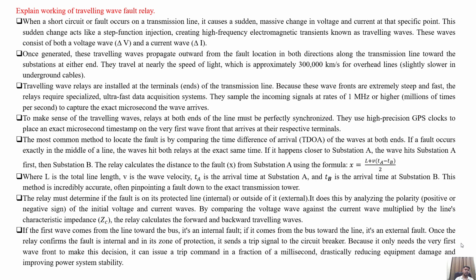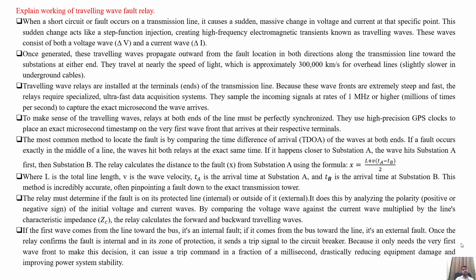These traveling wave relays are installed at the terminals, that is the ends of the transmission line. Because these wave fronts are extremely steep and fast, the relays require specialized ultra-fast data acquisition systems. They sample the incoming signal at rates of 1 megahertz or higher, that is millions of times per second, to capture the exact microsecond the wave arrives.